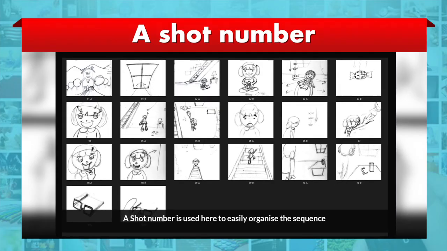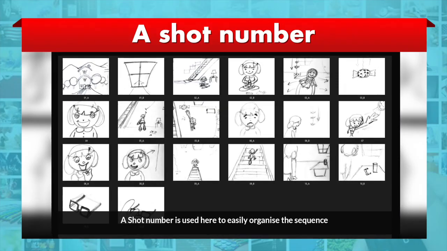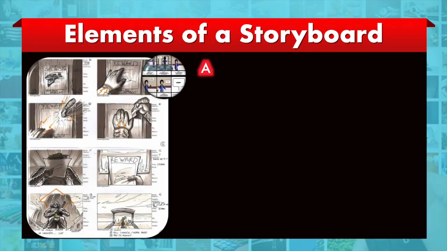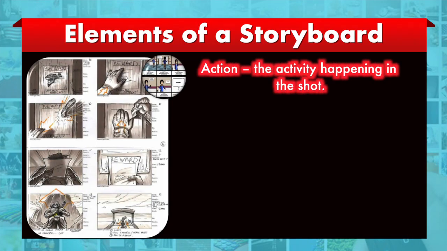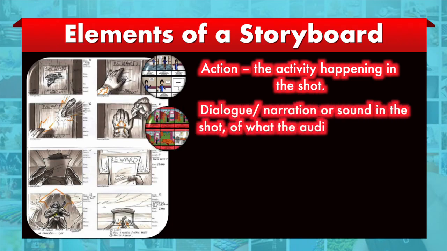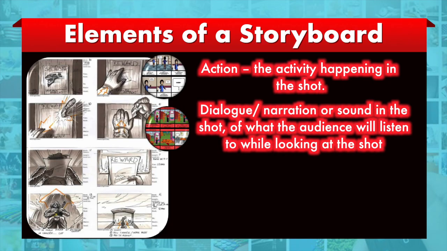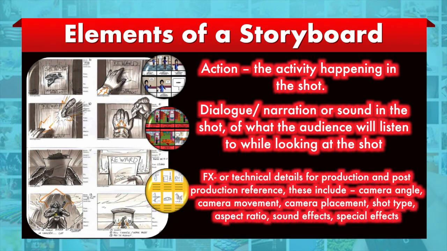A shot number is indicated, where in a particular sequence the shot happens. Action: the activity happening in the shot. Dialogues and narration or sound in the shot, of what the audience will listen to while looking at the shot. Effects, also known as visual effects, technical details for post-production and production references. These include camera angles, camera movement, camera placement, shot type, aspect ratio, sound effects, special effects.